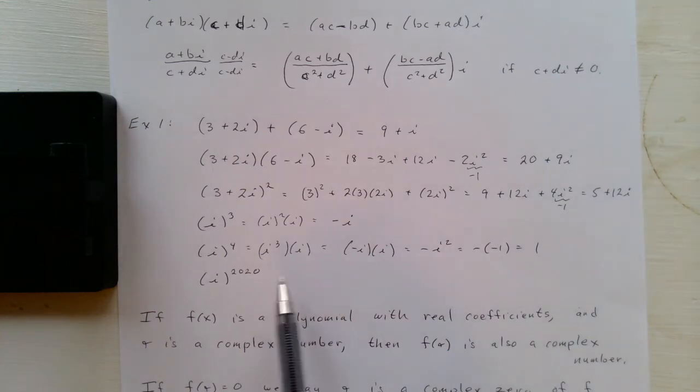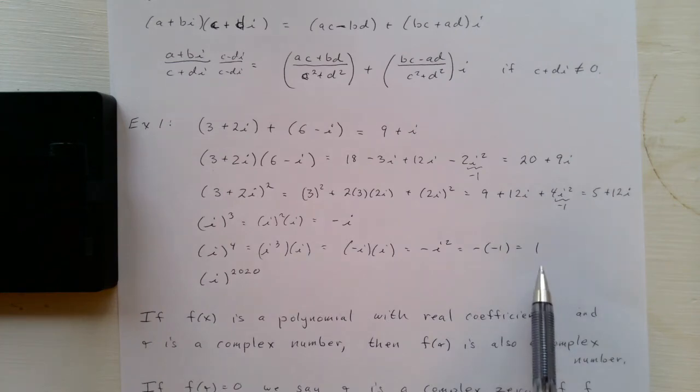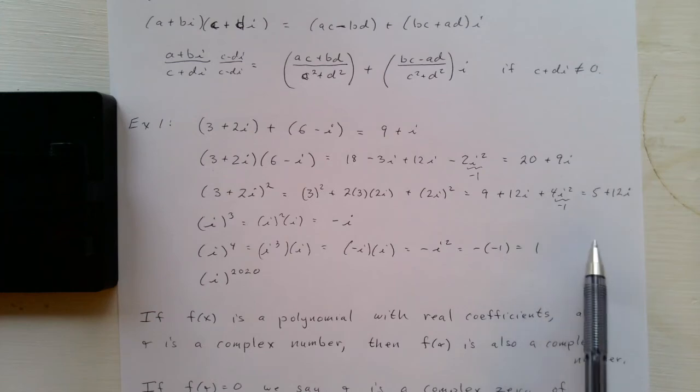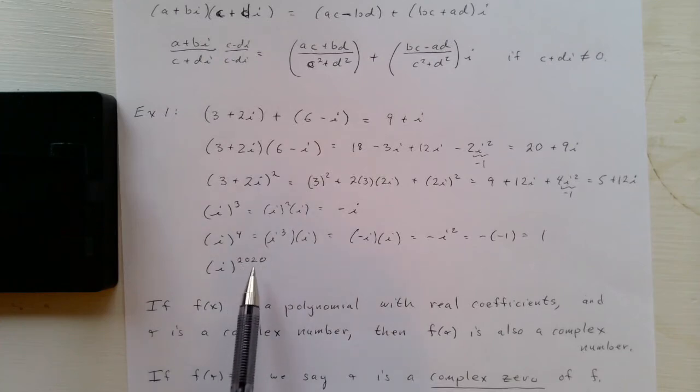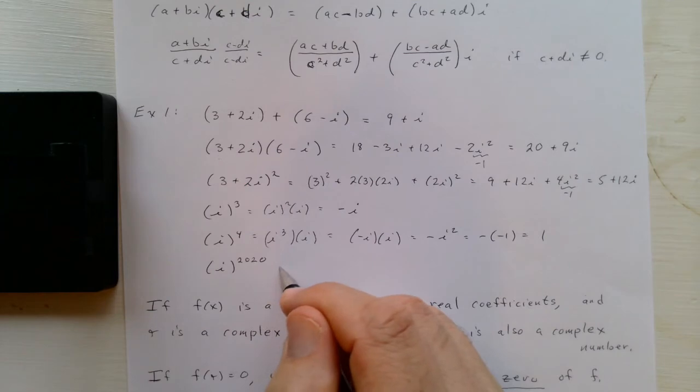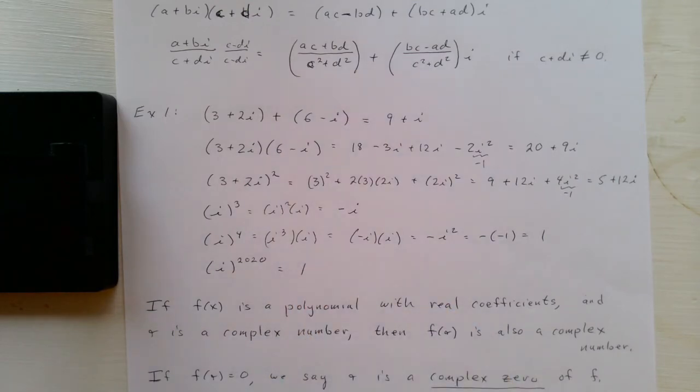So you'll see that this repeats every 4 times, and so if you take i and raise it to a multiple of 4, you're always going to get 1. And in honor of our wonderful year 2020, you can say a lot of things about 2020, but here we can say it's a multiple of 4, so this is going to be equal to 1.